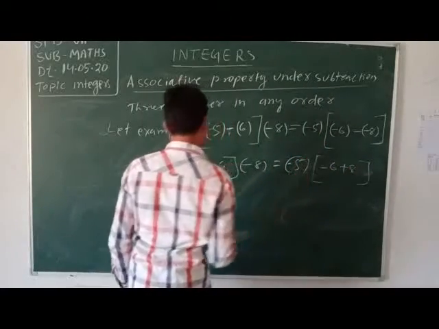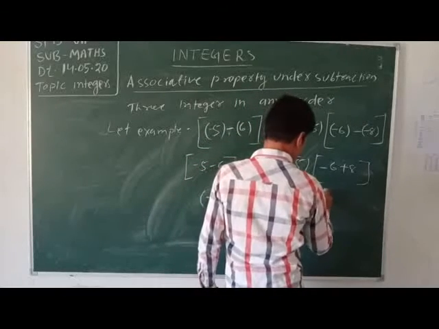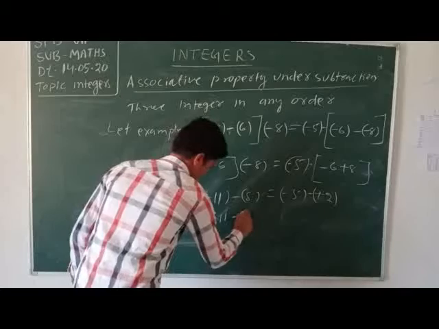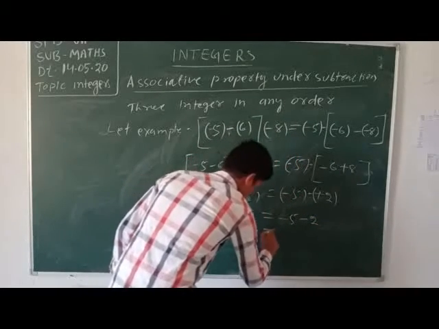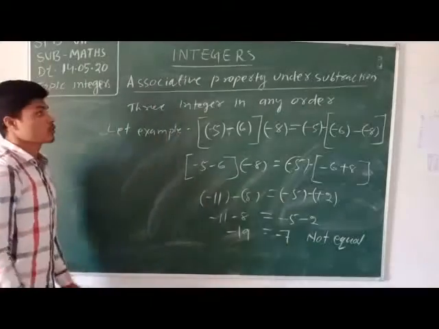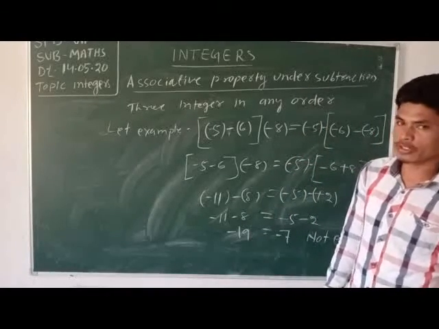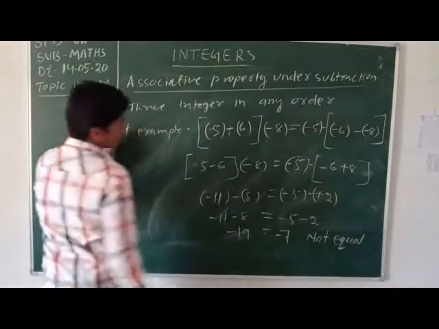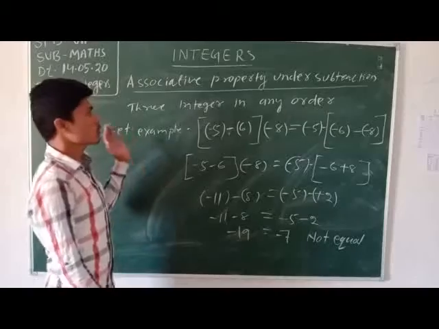Here again, minus 6 minus 11, minus 8, minus 5, minus 2, then minus 19, equal to minus 7. Not equal. That's why the associative property is not followed for integers. Clear? So the associative property under subtraction does not hold true.